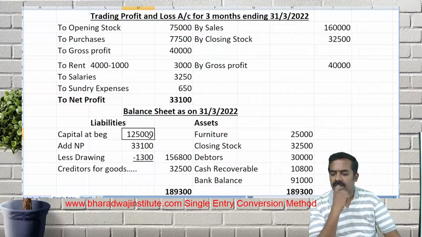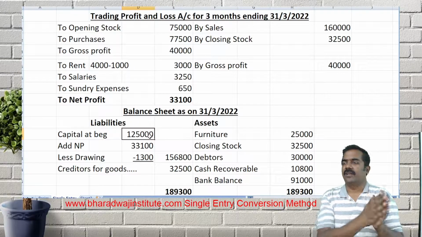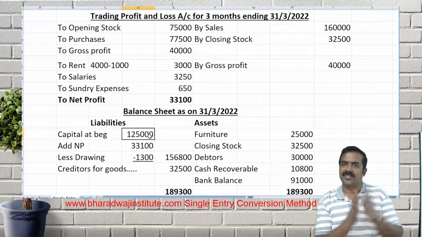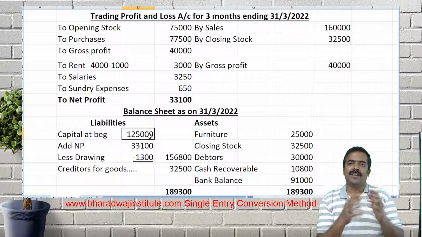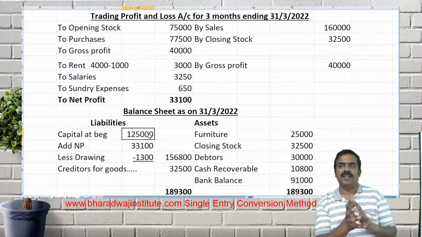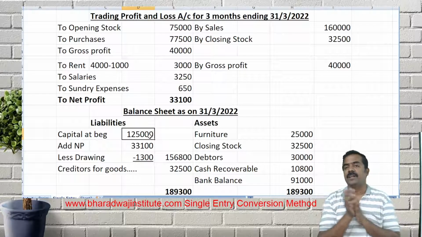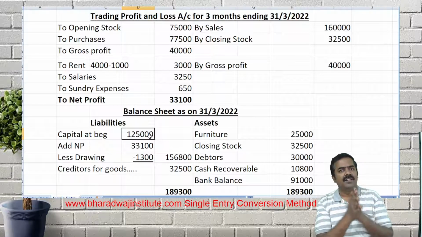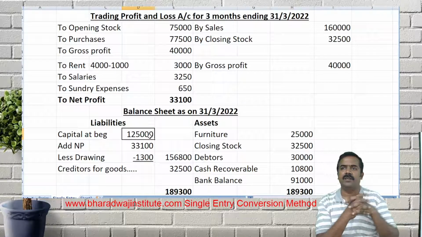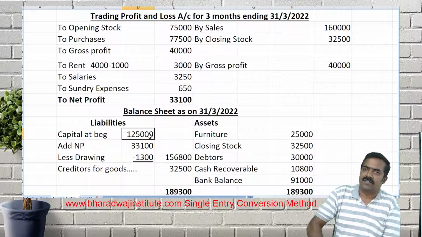This is question number 16. See, what is the difference in this class? We are doing trading P&L account and balance sheet, but the starting point and the kind of information they give is different. Same single entry, but the information we get through the problem will be different in different questions. Every question will have a different model. Here we have to prepare cash account and bank account separately, because information is available separately and the missing cash we have to work out separately.